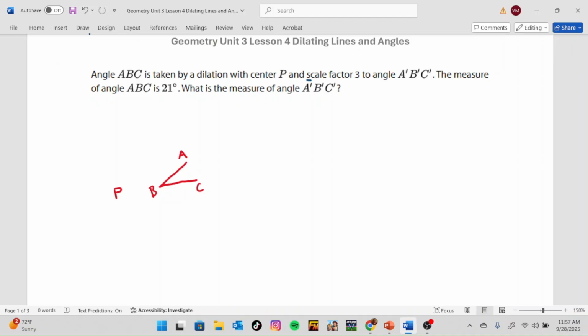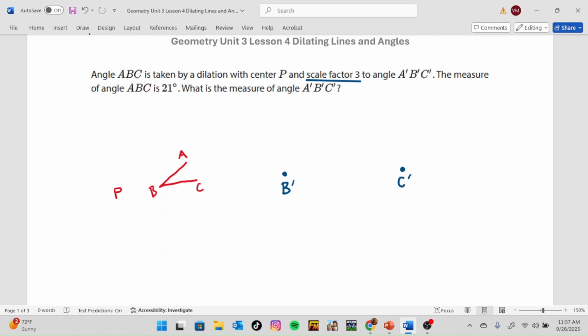So if I have a scale factor of 3, then I take point B and I move it 3 times farther away. So maybe I move it to 1, 2, 3. Let's say B prime is now out here. And then let's say C prime is now going to be 3 times farther. So I go 1 distance, 2 distance, 3 distance. And maybe now my C prime is somewhere out here.